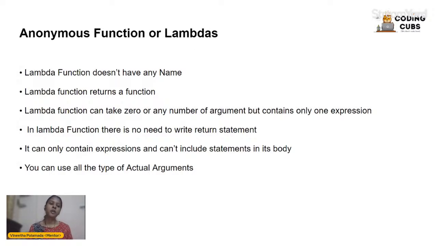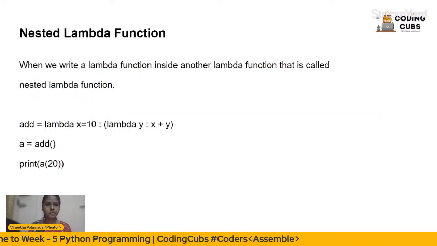Next, going to the fourth point, in a lambda function, there's no need to write a return statement. Even this I've mentioned to you earlier. Unlike a regular function, you don't have to return anything. It will return on its own. Next, it can only contain an expression and can't include statements in its body. Again, that's how it is different from the regular function, right? Only in a single statement, every single logic is involved. Next, you can use all the types of actual arguments, right? You're not restricted to anything. Any actual argument you're free to use.